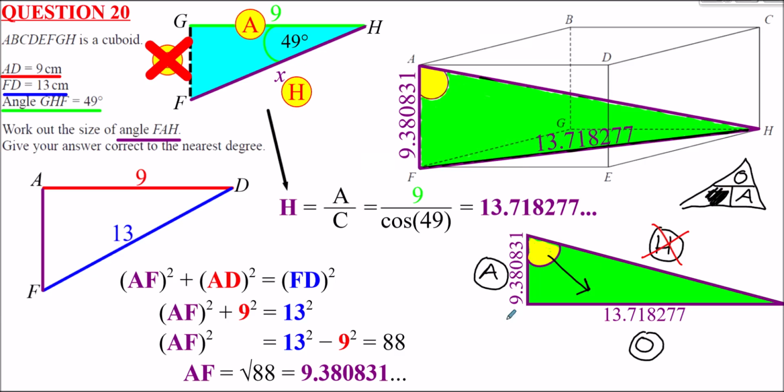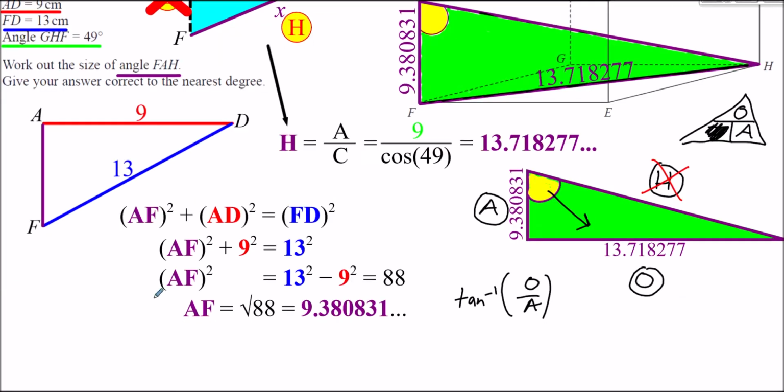And you need to remember, when you're finding an angle, it's either going to be tan minus 1, sin minus 1, or cos minus 1. Because we've done TOA, which is tan, the angle, therefore, is going to be tan minus 1 of O over A. So that's going to be tan minus 1 of whatever the opposite side is. So that's 13.718277 divided by the adjacent, which is 9.380831.